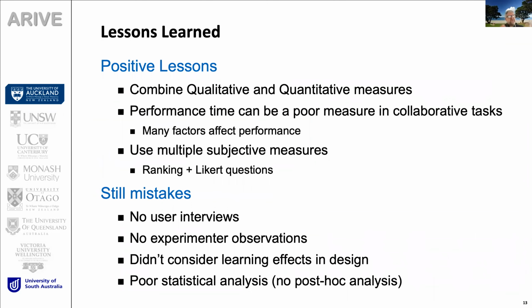So some of the lessons I learned from that experiment was that it's a good idea to combine qualitative and quantitative measures. Performance time can be a very poor measure in a collaborative task, especially because many factors can affect performance. And it's really important to use multiple subjective measures. So we had people fill out a Likert scale, but we also had them rank results as well, because people, of course, can answer the same number in a Likert scale for different conditions, but if you force them to rank, they can't. But I still made mistakes.